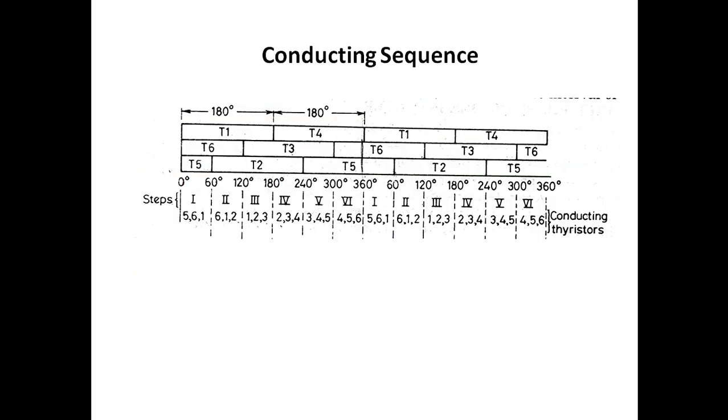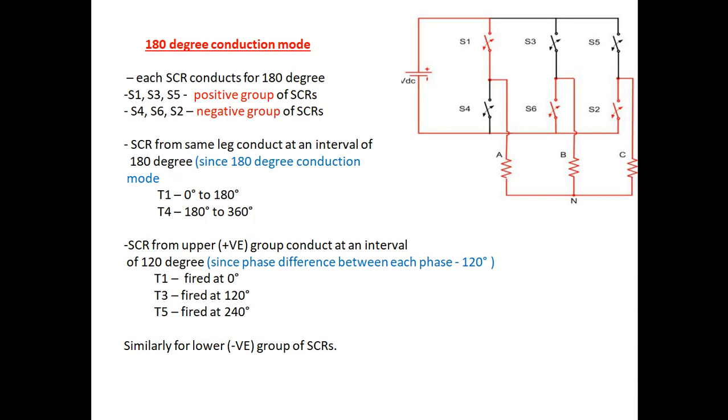So this is the conducting sequence. We can draw the table, a conducting sequence table. There are 3 phases. The first is the A phase, or we can make it R, Y and B phase. For the A phase, the SCRs connected are 1 and 4, for the B phase 3 and 6, and for the C phase 5 and 2.